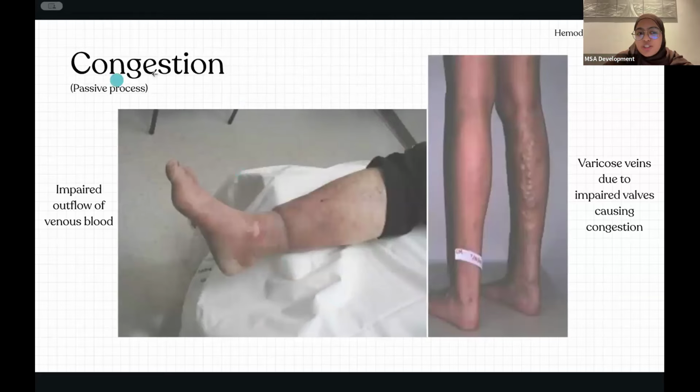In contrast, congestion is a passive process. What does that mean? It means that the blood vessel itself is not dilating, like there's not histamine acting on it, it's being pushed to dilate, such as in congestive heart failure. The blood goes back and pools in a certain area, causing the blood vessels to dilate. So that's congestion. Here we could see it in the lower limbs. This is probably due to congestive heart failure. And here you could see varicose veins, which are due to impaired valves, causing the congestion.